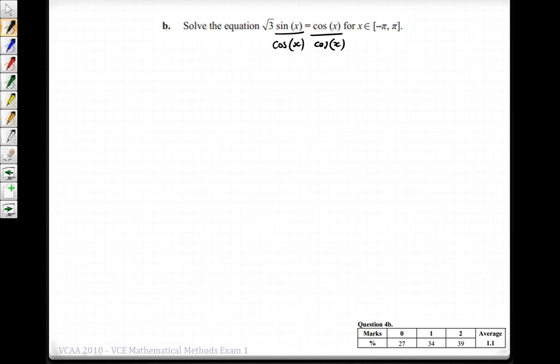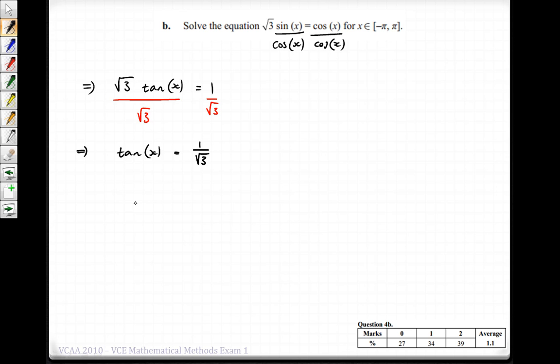And what this does is it brings in the tangent function. So we know that sine divided by cos is the tangent function. So I can rewrite this equation to be root 3 tan of x equals 1. The sine x on cos x becomes this tan x function, and cos x divided by cos x just gives me 1. So the next thing I can do is divide through by the root 3. So divide by root 3, divide by root 3. And I simply get that the equation I'm trying to solve is just tan of x equals positive 1 on root 3.